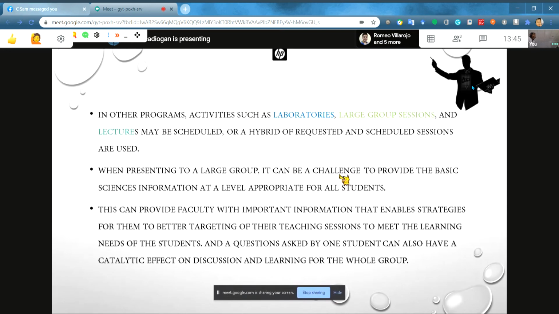Then this can provide faculty with important information that enables strategies for them to better target their teaching sessions to meet the learning needs of their students. And a question asked by one student can also have a catalytic effect on discussion and learning for the whole group.